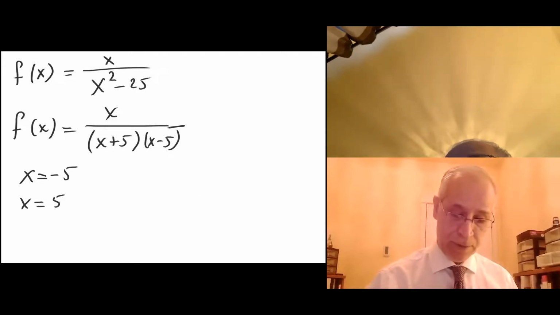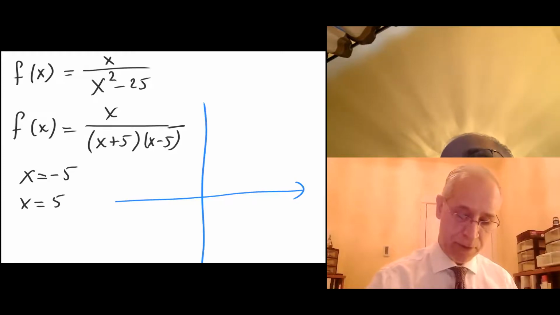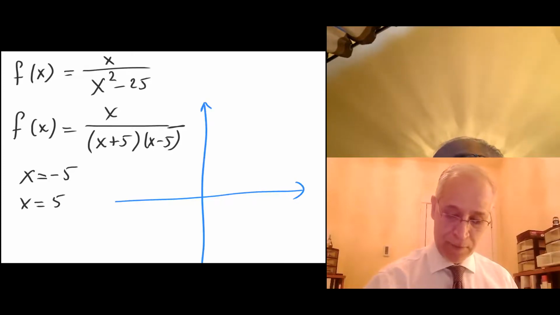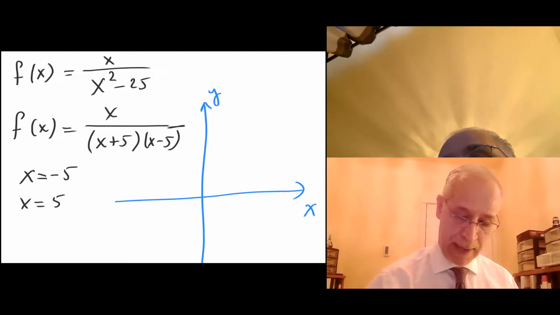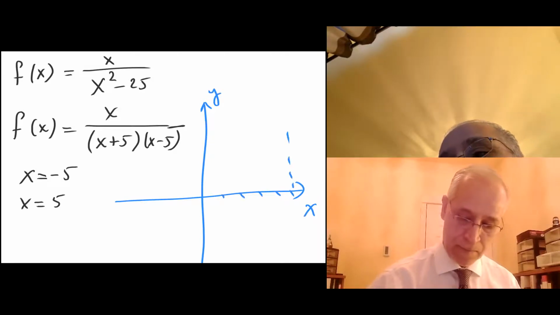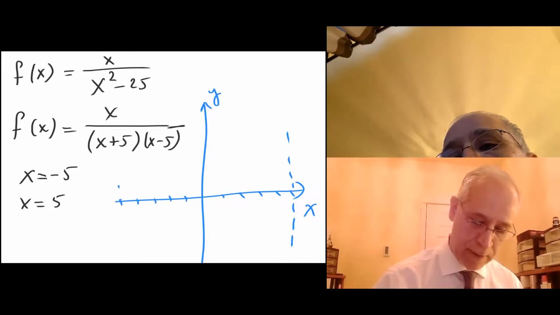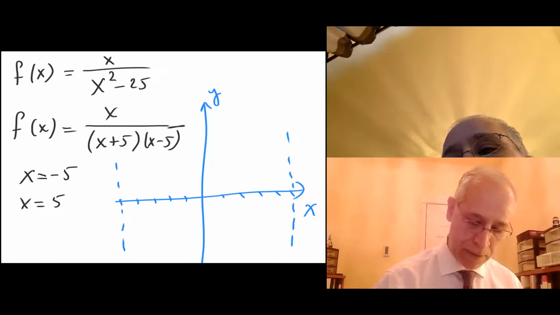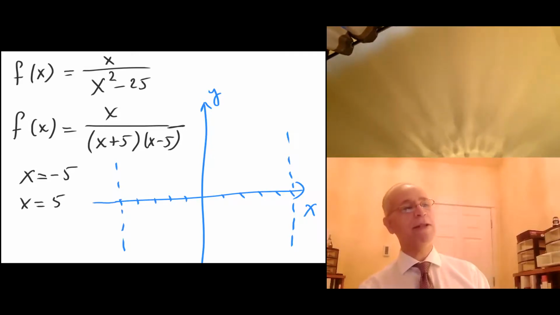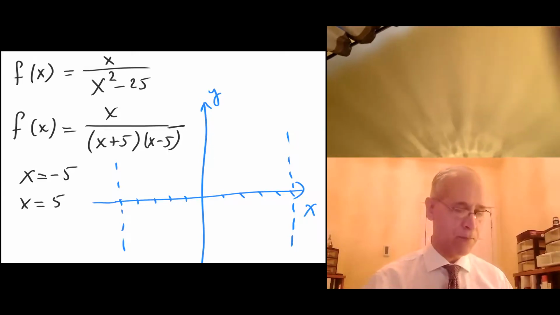So if I were to show the graph of this rational function, I would show the asymptotes at positive 1, 2, 3, 4, 5, and negative 1, 2, 3, 4, 5. These are the vertical asymptotes for f of x.